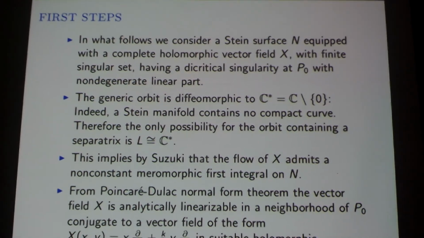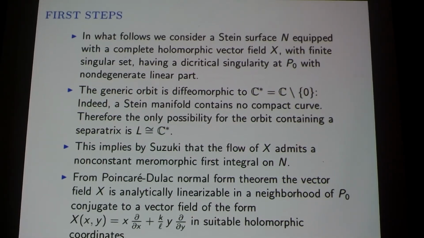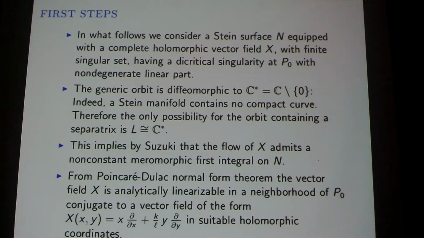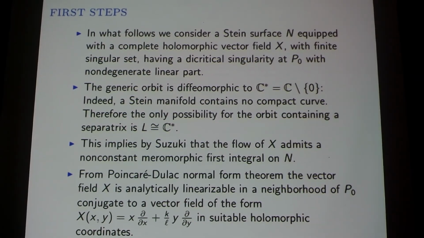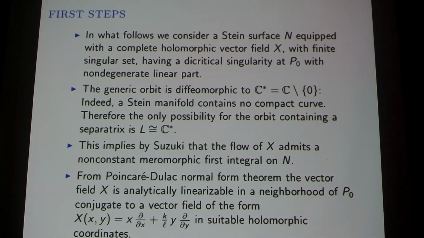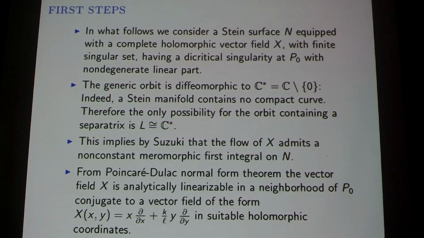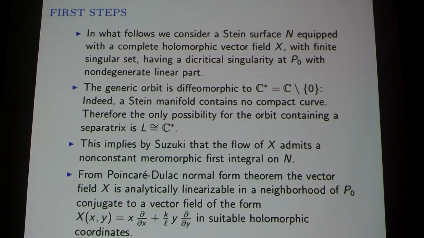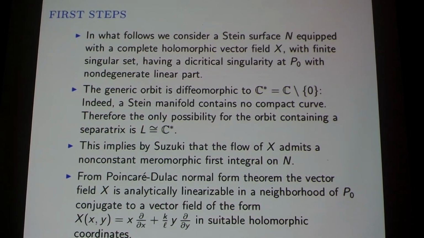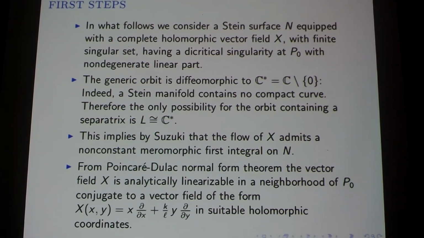So the idea is to prove that the vector field is analytically linearizable in a neighborhood of the singularity. Actually, that's what happens because it's critical. So you have the Poincaré-Dulac normal form, like in the book of Arnold. So either you have it analytically linearizable, or you have the one-separatrix case, which is not compatible with the existence of a holomorphic first integral. So actually, the singularity is analytically linearizable.